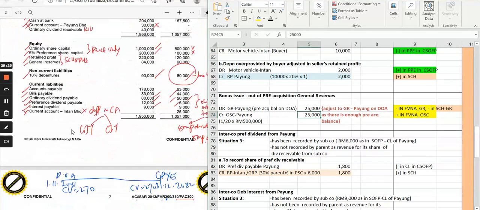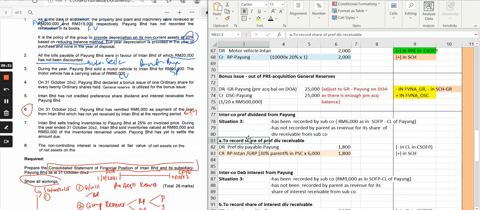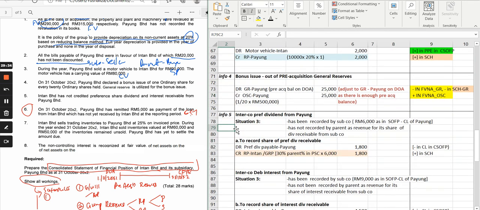Next one is to do the item here, number 5. Item number 5 is regarding intercompany preference dividend. For intercompany preference dividend, you are informed that Intan Berhad has not credited preference dividend and interest receivable from Payung. So this is situation 3, because situation 1 is that both parent and subsidiary have recorded. Situation 2 is that both parent and subsidiary have not recorded the dividends or interest. Situation 3 is where the subsidiary has recorded, but the parent, Intan for example, has not yet taken credit of its share of dividends and interest receivable.